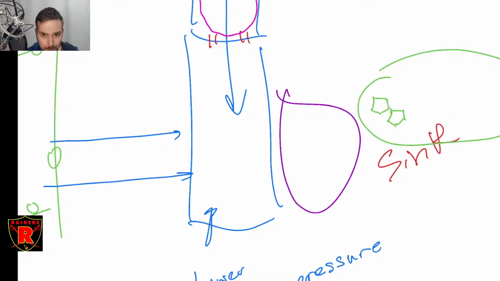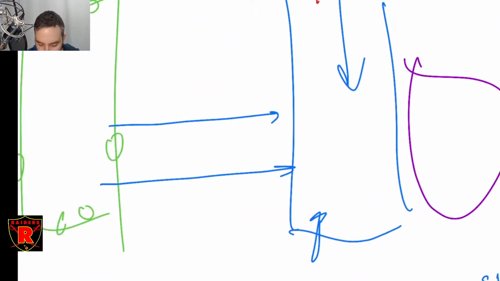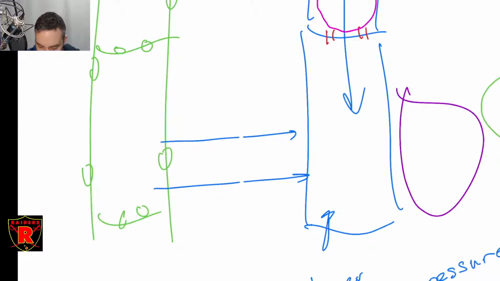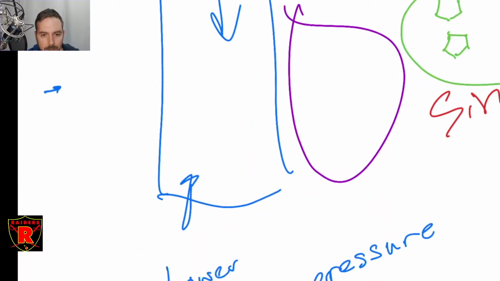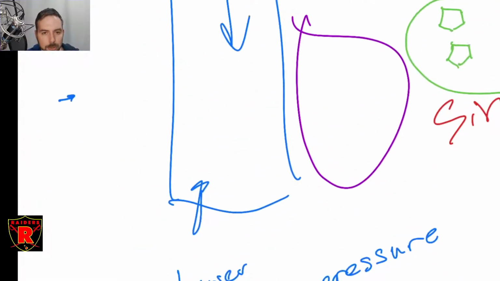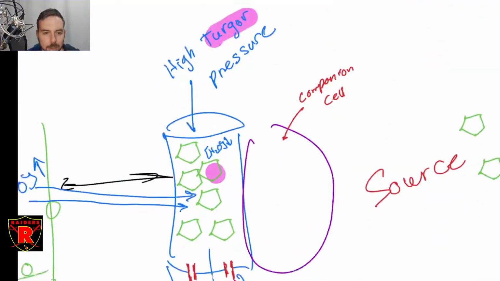So because you're pumping it out, the concentration of sugar here is very low, which means that the amount of water that's coming over here from the xylem is a tiny, tiny little bit of water. Only a little bit of water is coming here. And so the pressure in this sieve tube element is low. We have low turgor pressure here. So we've got low pressure here, and we've got high pressure here.